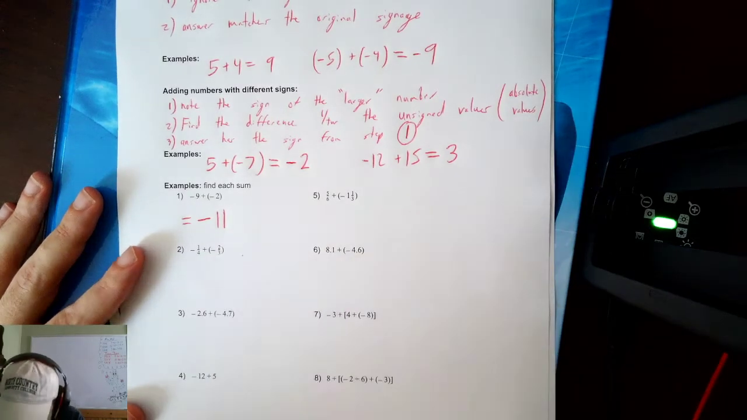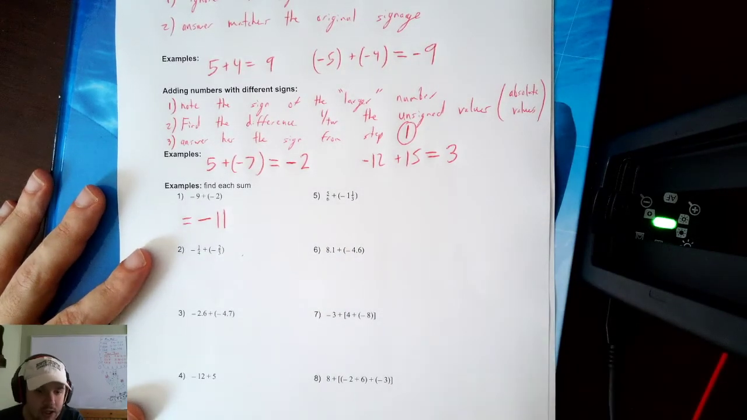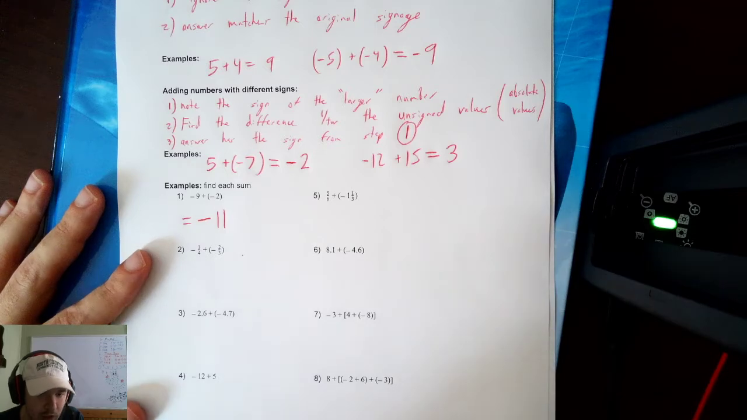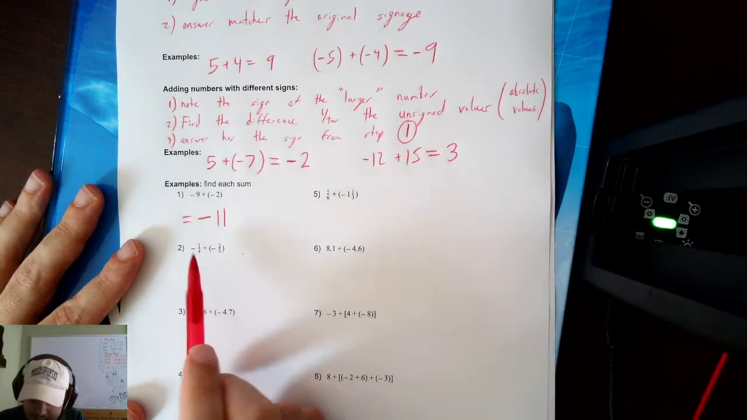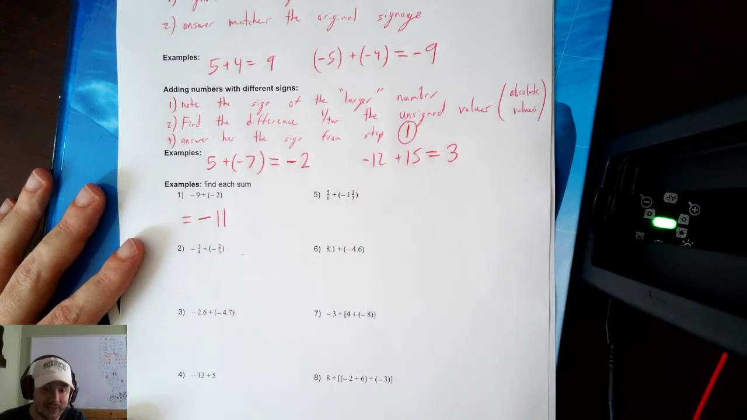My second example, they're both fractions. So I'm going to make note of their fractions first. Then I notice they're both negative fractions, so I know my answer is going to be negative. Negative number plus negative number is a negative number.